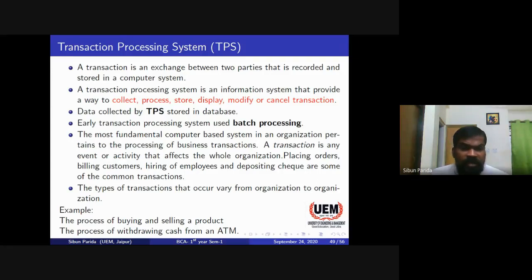Transaction processing system examples are the process of buying and selling a product, and the process of withdrawing cash from an ATM, ATM withdrawal.